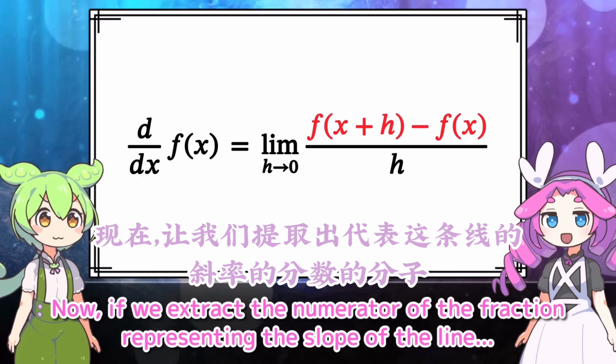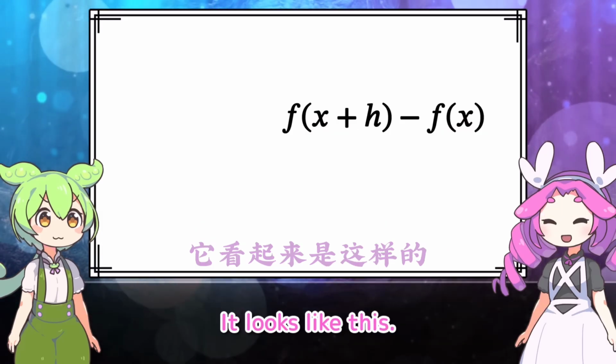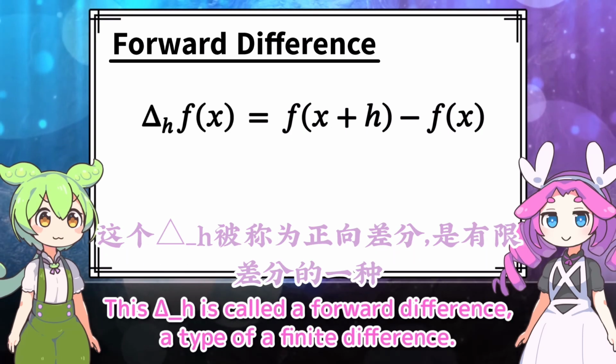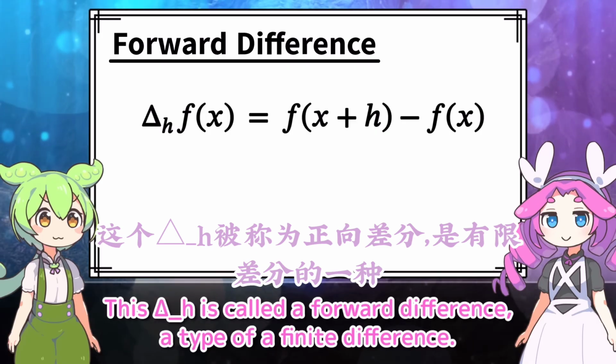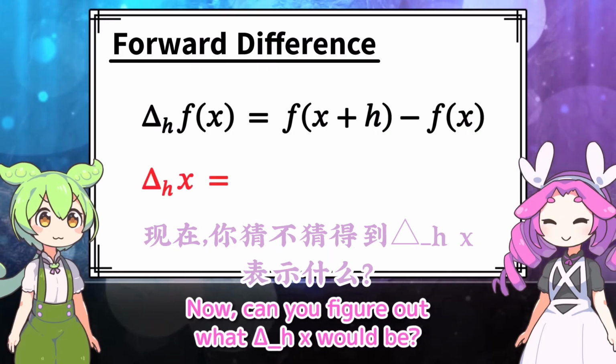Now if we extract the numerator of the fraction representing the slope of the line, it looks like this. And actually this expression can be represented using delta h. This delta h is called a forward difference, a type of a finite difference. It represents the change in f corresponding to the change in x by h. Now can you figure out what delta hx would be?